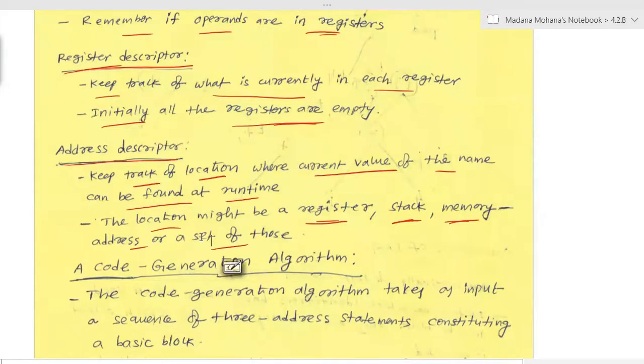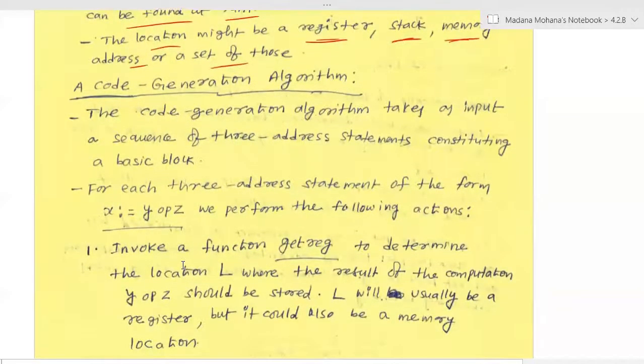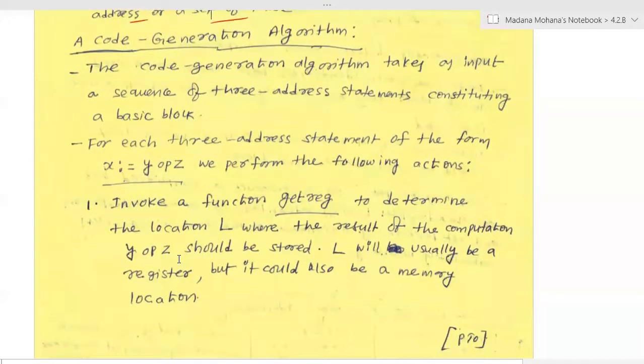Now the code generation algorithm uses these two descriptors, the register descriptor and the address descriptor. At every step of the code we have to mention what the register descriptor contains and what the address descriptor contains, followed by its cost. Now, the code generation algorithm. The code generation algorithm takes as input a sequence of three address statements constituting a basic block. This is the input to the code generation algorithm.